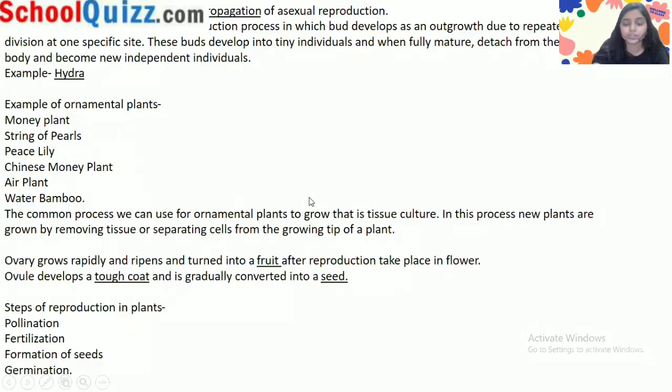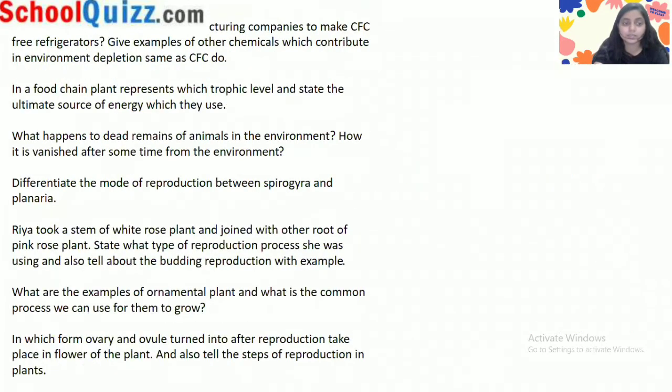So this is the last question of the 2 marks, right? We have completed these 6 questions, and we have to see the last question, that is the 7th. In which form do the ovary and ovule turn after reproduction takes place in a flower of the plant, and also tell the steps of reproduction in the plant.